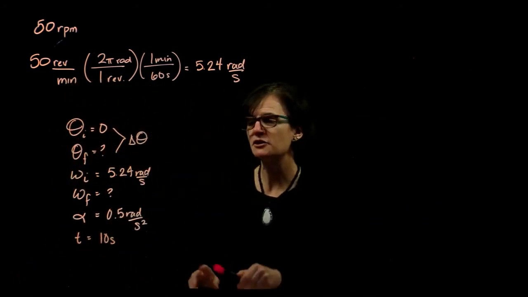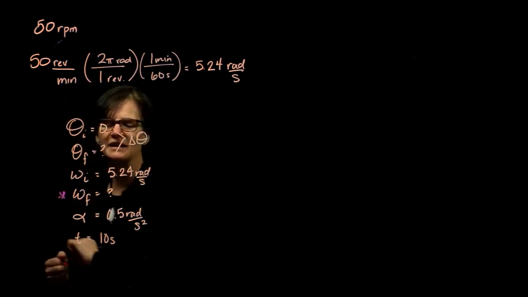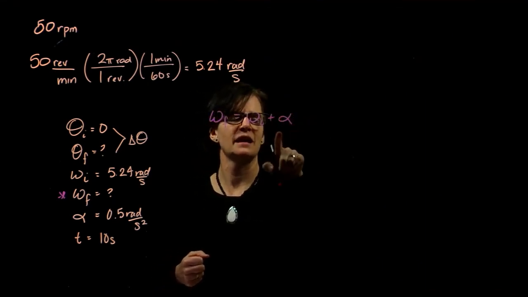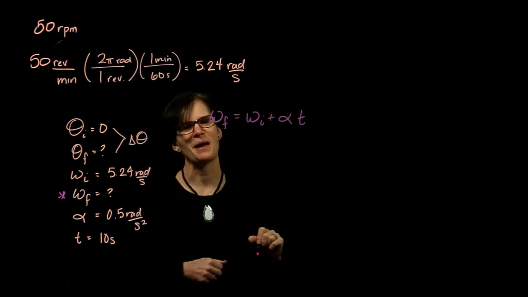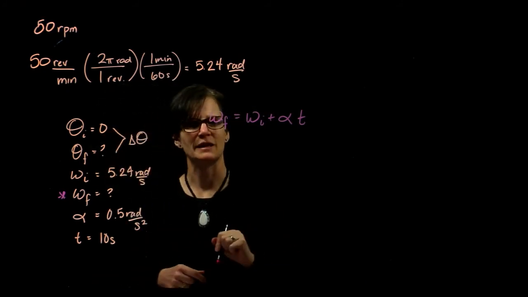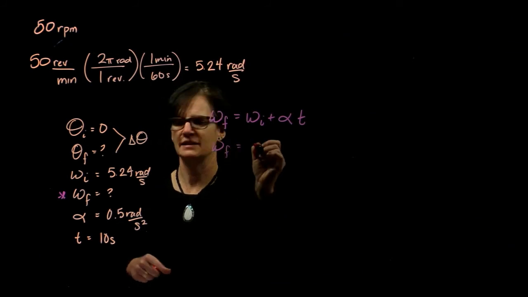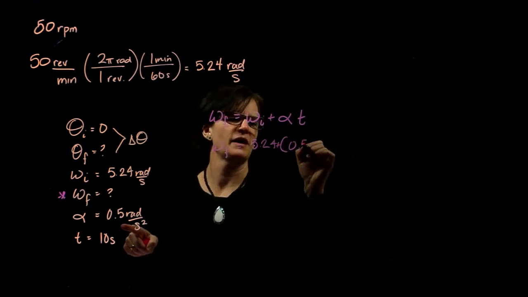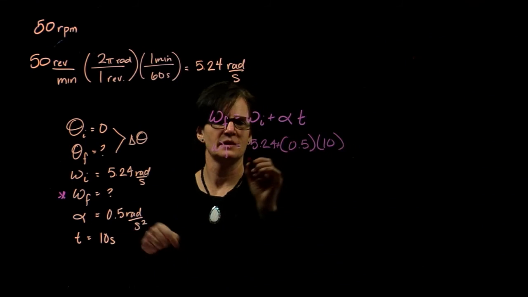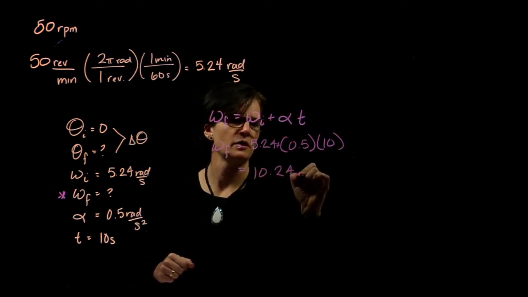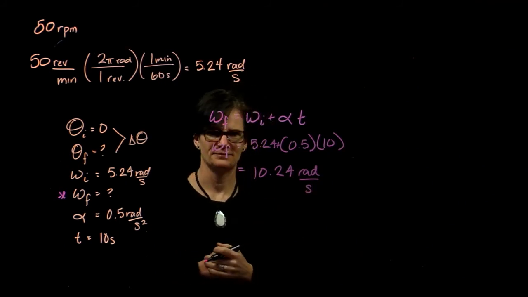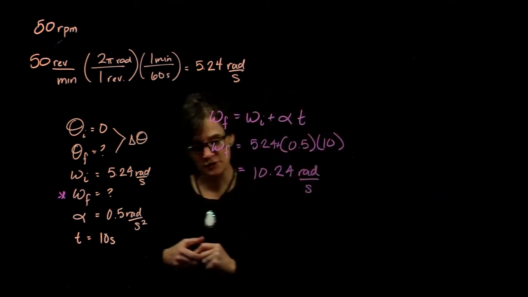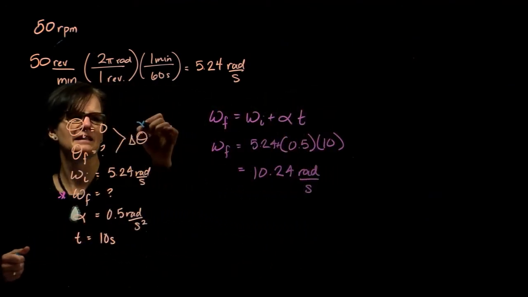All right, we're interested in that final angular velocity, and we know that omega final is equal to omega initial plus alpha times time, our analogy of kinematics equations into rotational kinematics equations. So omega final is simply 5.24 plus 0.5 times 10. So we get 10.24 radians per second as our final angular velocity. All right, so that's part A.